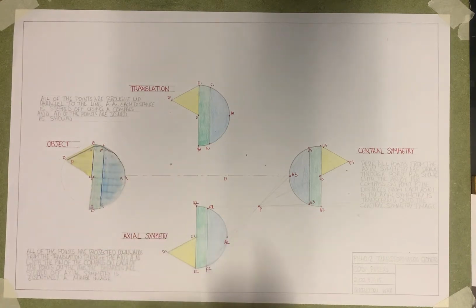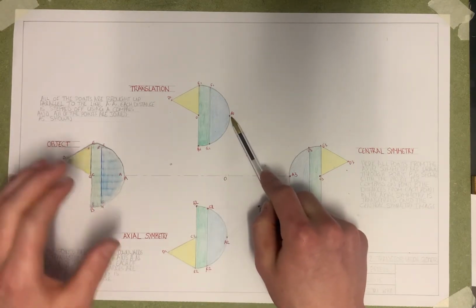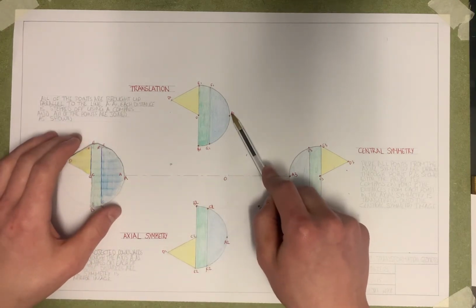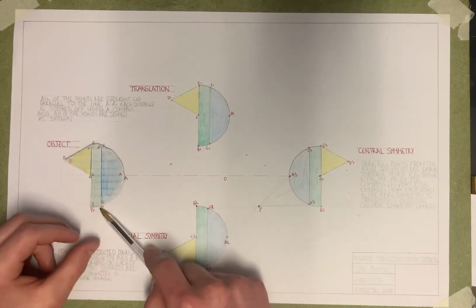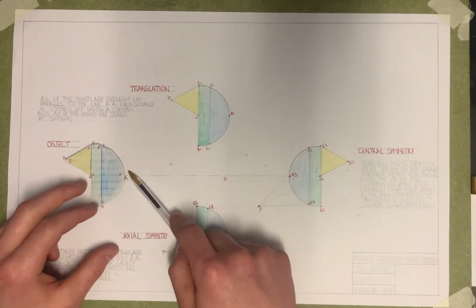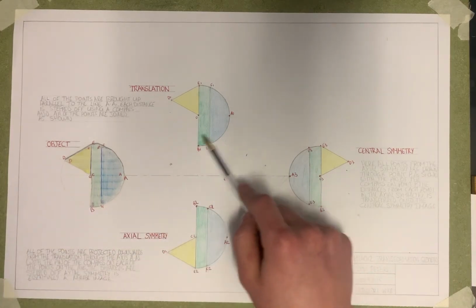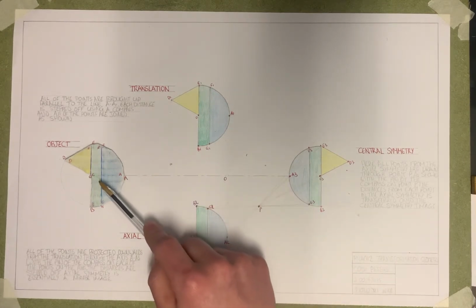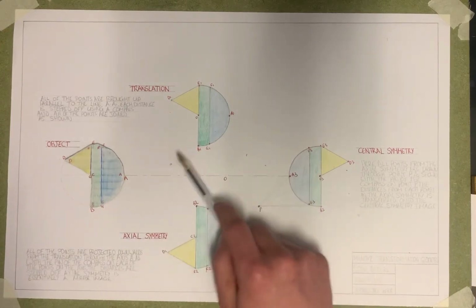Now we're going to undertake the first task, which is the translation. The first step is to join A to A1, because we already have A1 found. Once we join those together, for the rest of the points, we bring a line up from G which is parallel to A1, and we bring a line up from B which is parallel to A1, and the same for each of those points, for C, D, E, and F. So for all the points, we bring it up parallel.